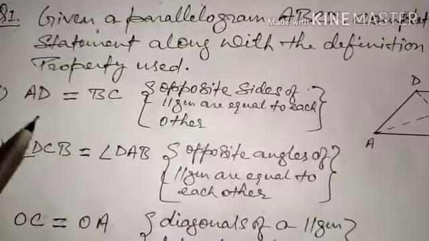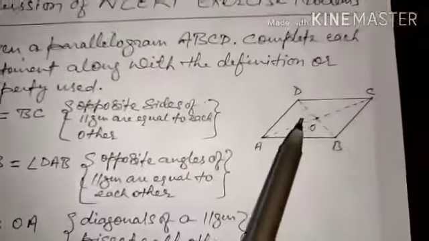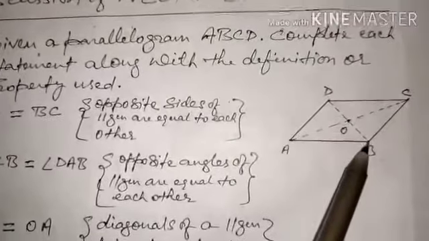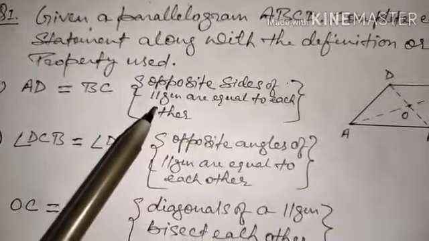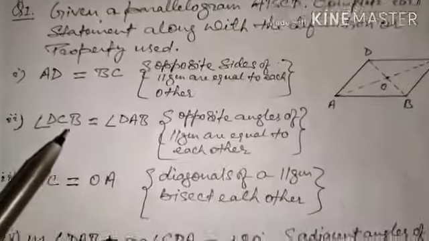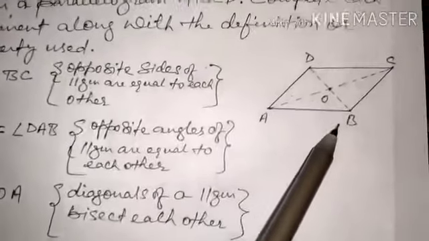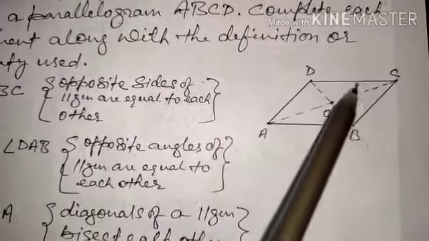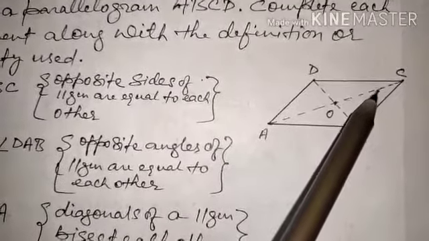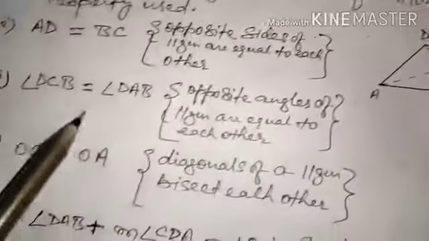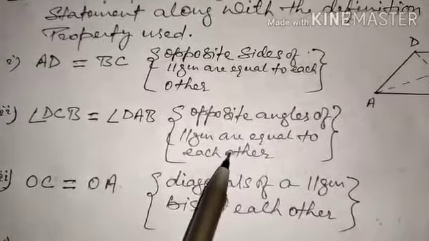Now, according to the question, first, AD equals what? AD is equal to its opposite side, that is BC. So AD equals BC. Opposite sides of a parallelogram are equal to each other. That property I have used. Next, angle DCB. Angle DCB is going to be equal to which angle? As we know that opposite angles are equal in a parallelogram, using this property we can easily show that angle DCB is equal to angle DAB. Opposite angles of a parallelogram are equal to each other.